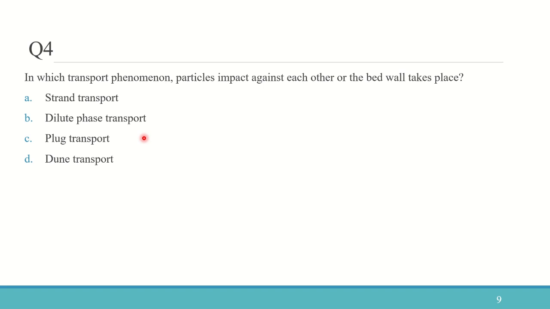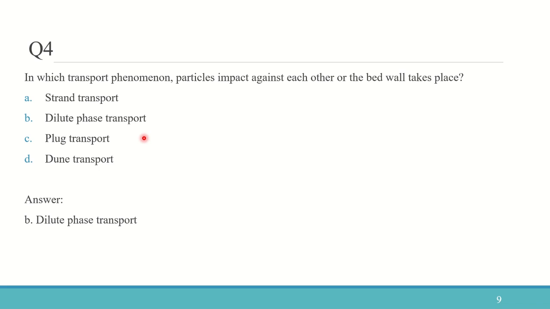But apart from that, what is the order? The first one is suspension or dilute phase, the second one is strand transport, the third one is dense phase dune transport, and the last one is dense phase plug transport. So these are the options, and from the options we are able to figure out the right answer as dilute phase transport. Option B is the right answer.